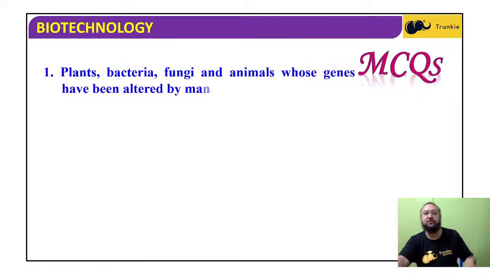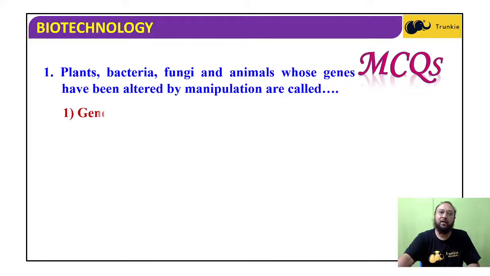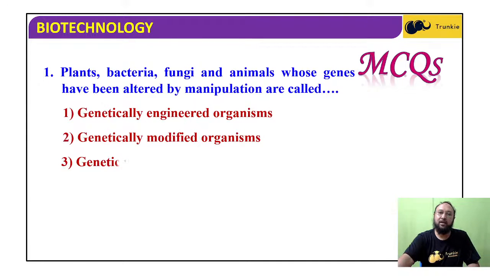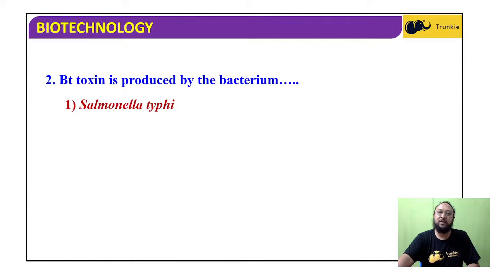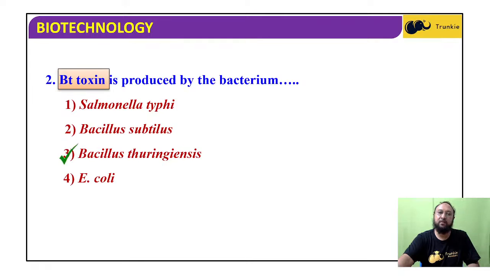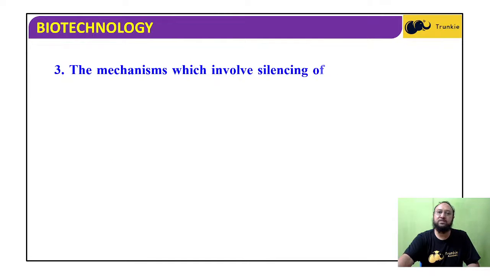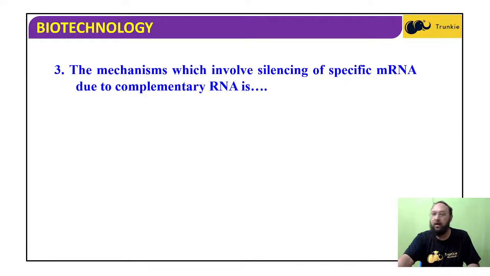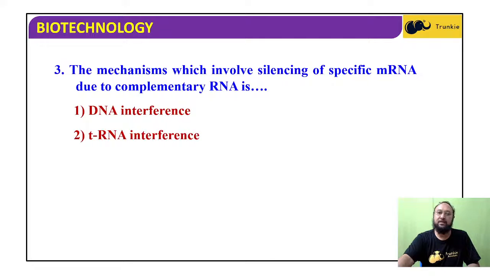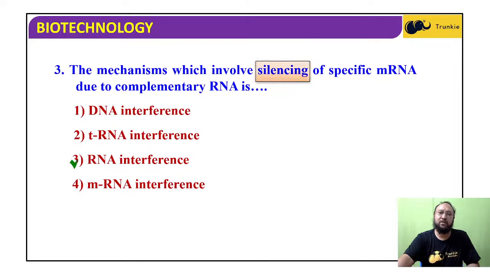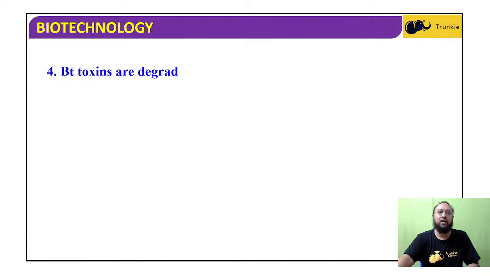Plants, bacteria, fungi, and animals whose genes have been altered by manipulation are called genetically modified organisms. So it is option 2. Bt toxin is produced by the bacterium Bacillus thuringiensis. So it is option 3. The mechanism which involves silencing of a specific mRNA due to complementary RNA is RNA interference. We are interfering and making it silent, not allowing its translation.